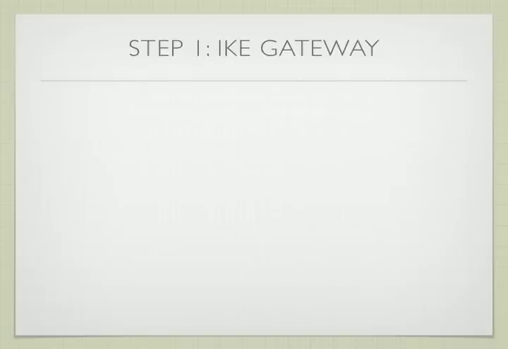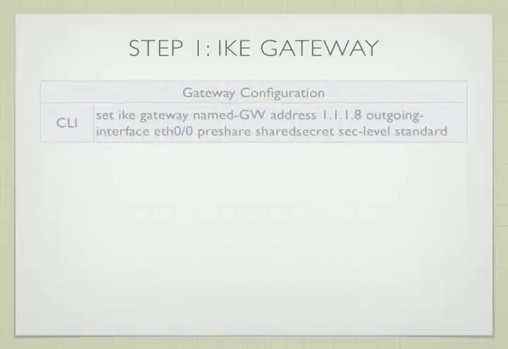Step 1, creating the gateway. The gateway is set IKE gateway. Named -gateway is the user interface name that you're going to give this. That's free text. Address would be either the DNS name or the IP address, 1.1.1.8. Outgoing -interface, where you are connecting to that gateway through.